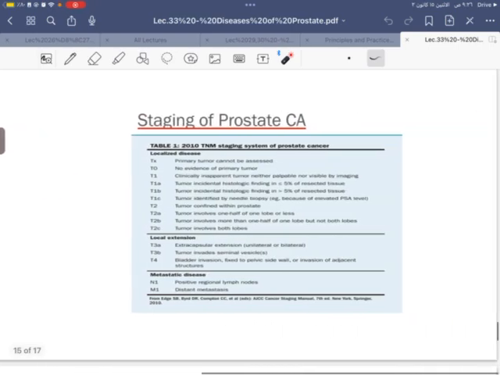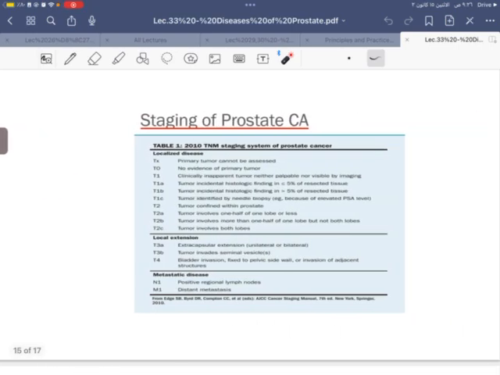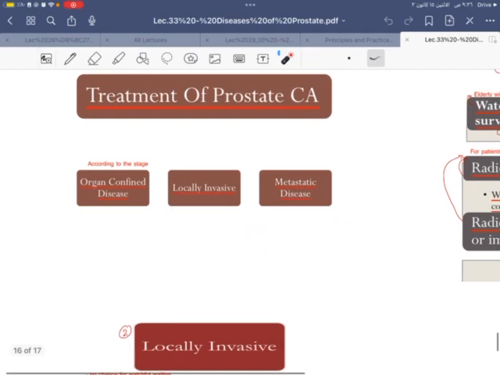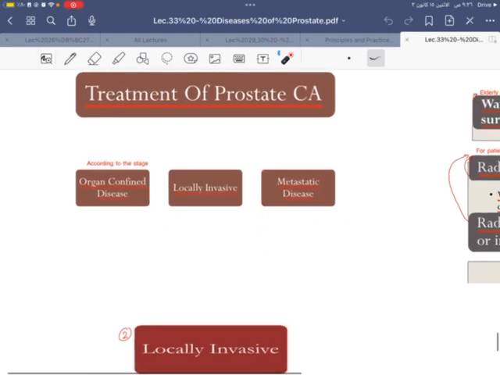This is the dynamic staging of prostate cancer, 2010. You know the metastasis and metastatic diseases. What about the treatment of prostate cancer? It is based on whether the patient has organ confined disease, locally invasive disease, or metastatic disease.